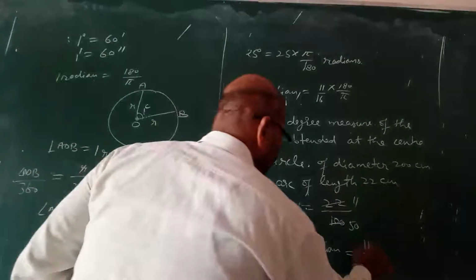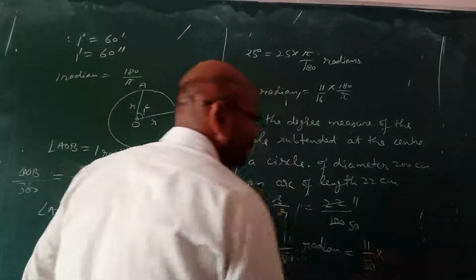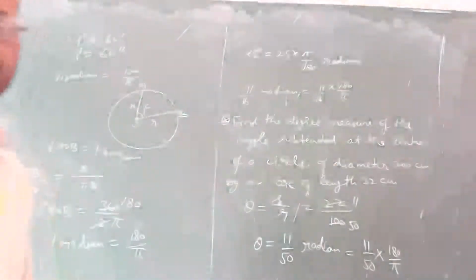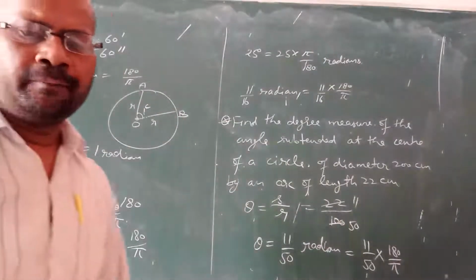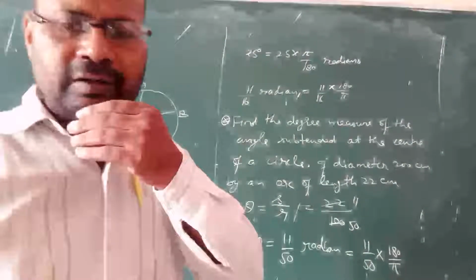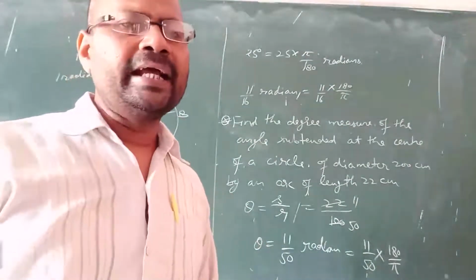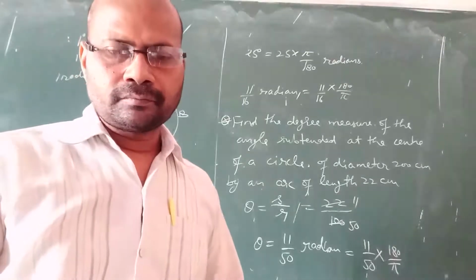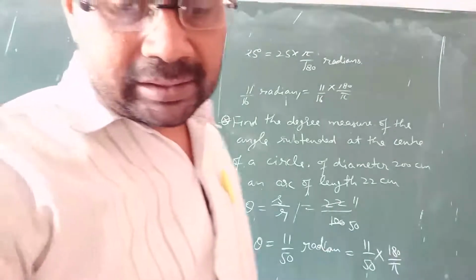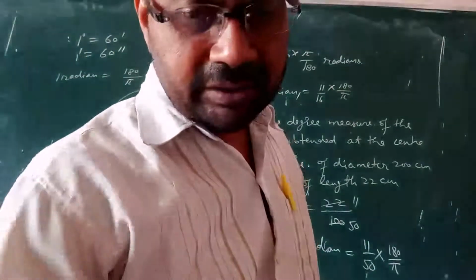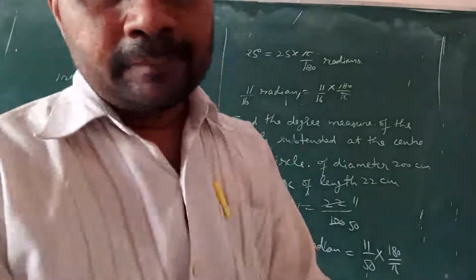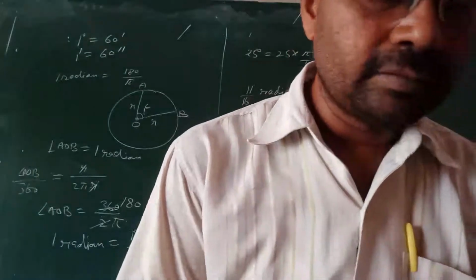If you want to convert 11 upon 50 radian to degrees, then multiply by 180 upon pi. This you have to do only, and you can find the value in degrees as well. Got it? These are some questions you do, and today we will discuss the sine.